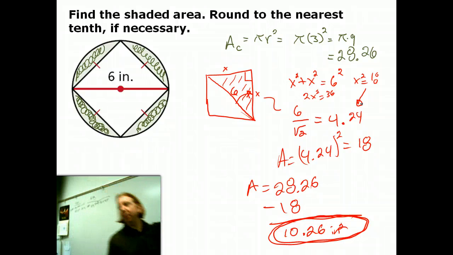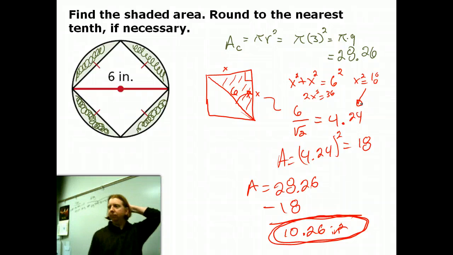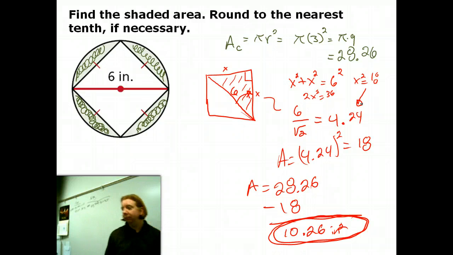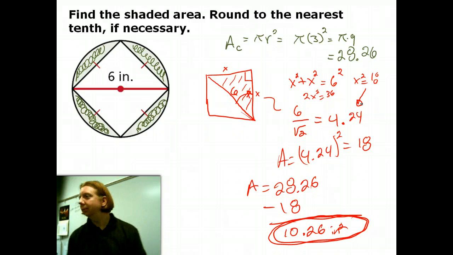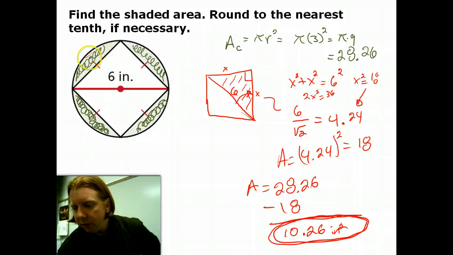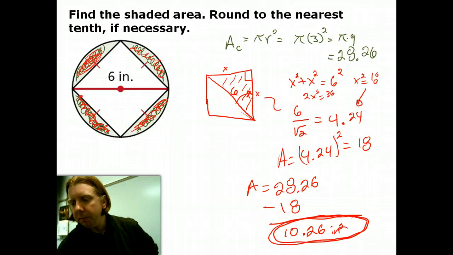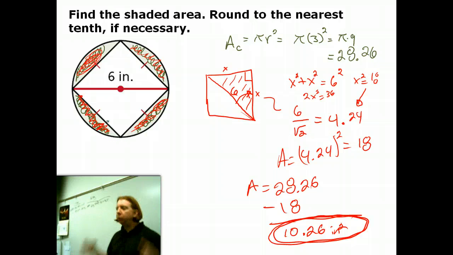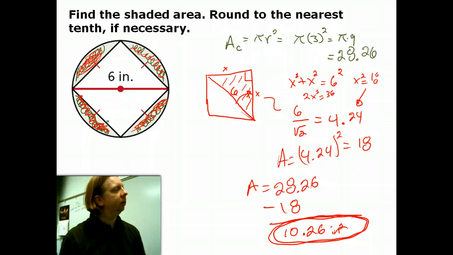What else can I say about this guy? Wait, aren't we done? Yes, that's it. We're done. That's the area of the shaded portion. The shaded portion is just these four regions here. So when I found the area of the circle, that was the whole thing. Then I subtracted off the square that was in the middle, and that leaves me my 10.26 square inches.